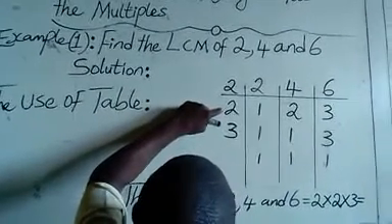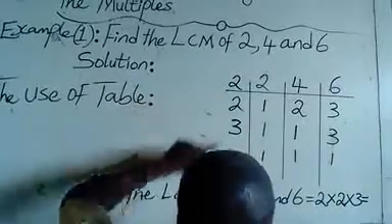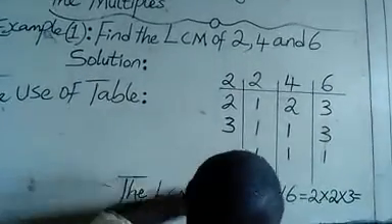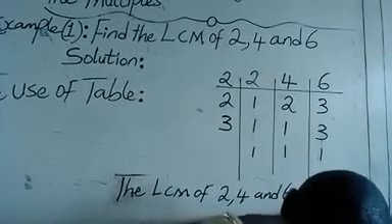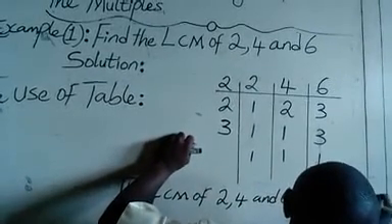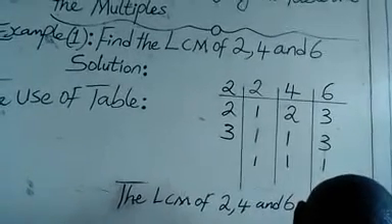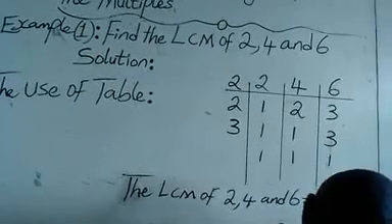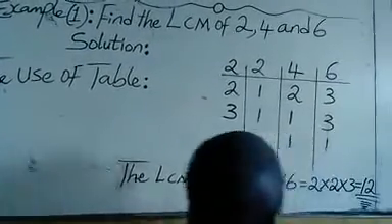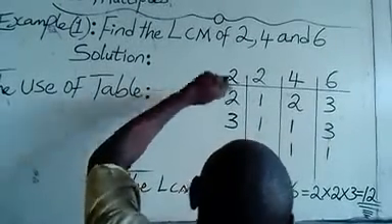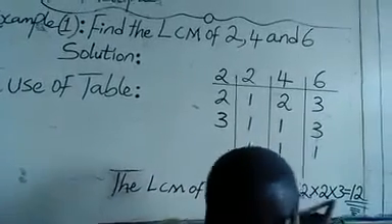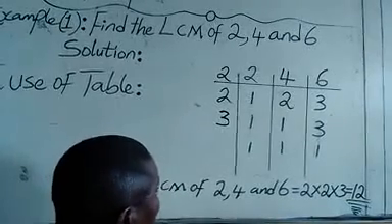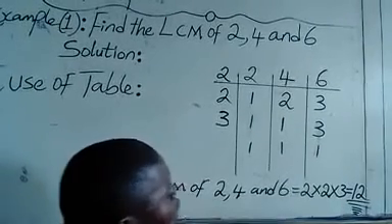2 times 2, the answer is 4. 4 times 3, the answer is 12. I've written them down. So the LCM of 2, 4, and 6 is equal to 12. Look at the answer.